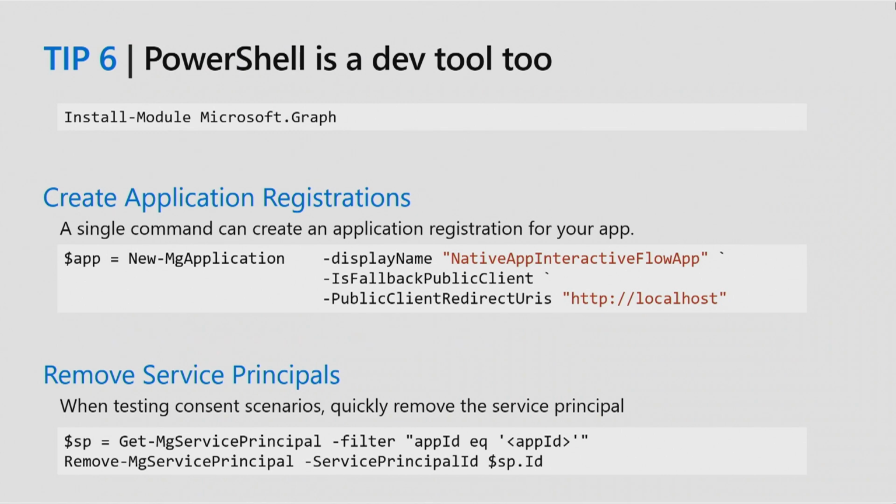And if you want to retest that scenario, you want to be able to undo that consent. Well, to do that, you need to be able to remove the service principal. And there's a PowerShell cmdlet that allows you to go and find that service principal and remove it. Which brings us to tip number 7. I'm going to hand it back to Ina to talk about choosing the right authentication flow and least privilege permissions.